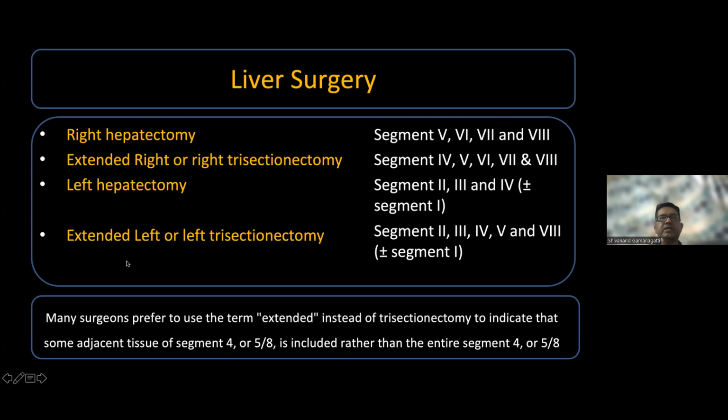When you call it an extended left hepatectomy, it includes 5 and 8 in addition to 2, 3, and 4. So these are the various nomenclatures. You should be aware of them because the surgeon will talk in terms of segmentectomy, right hepatectomy, or extended right hepatectomy.